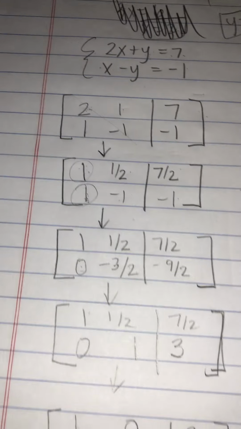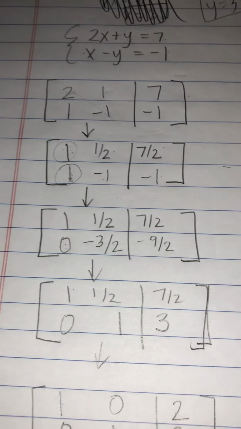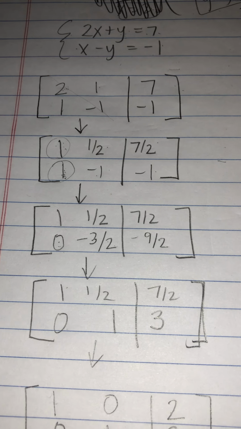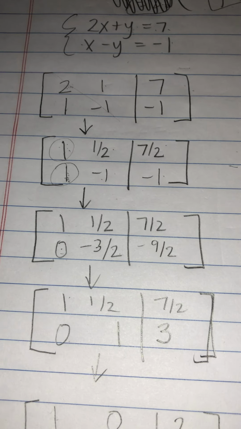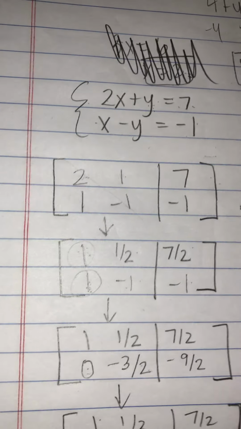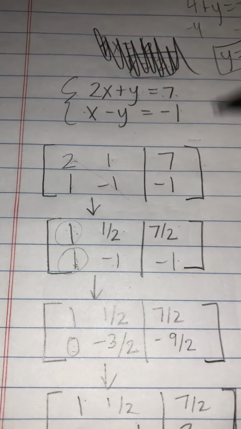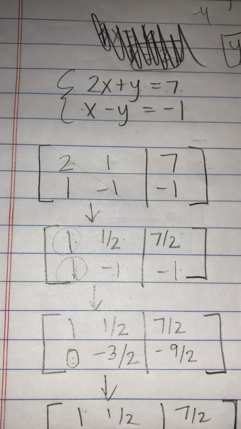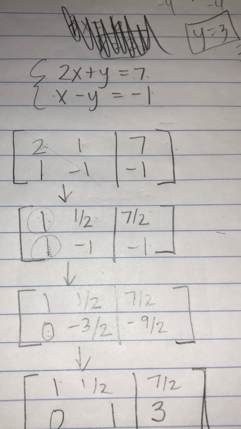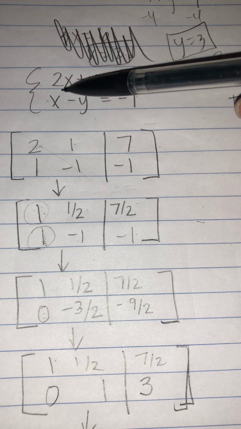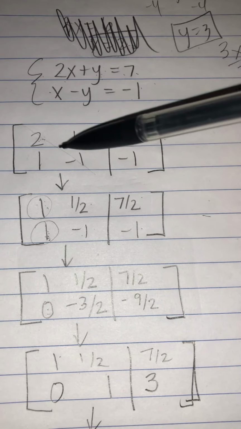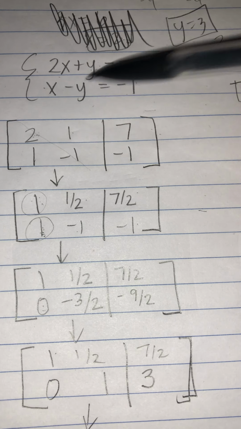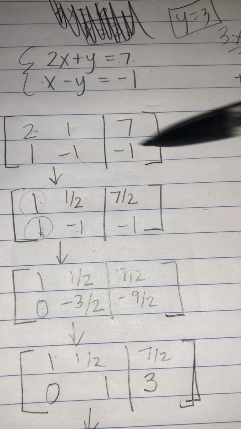But like I said, they have to teach you how to do it in matrix form too. So it's the same exact thing, it's just going to take a lot longer. So what I did is I took the original system and then turned it into a matrix. And you do that just by using your coefficients. So a 2, a 1, and a 7 is your first row, and then a 1, a negative 1, and a negative 1 is my second row.